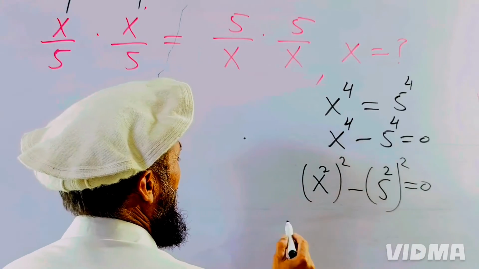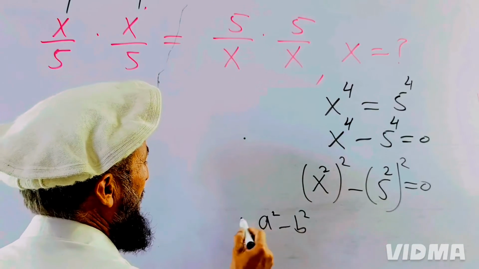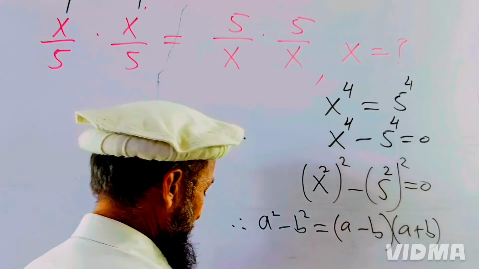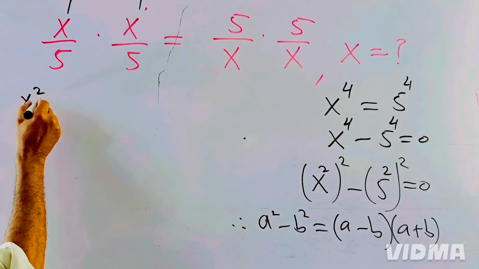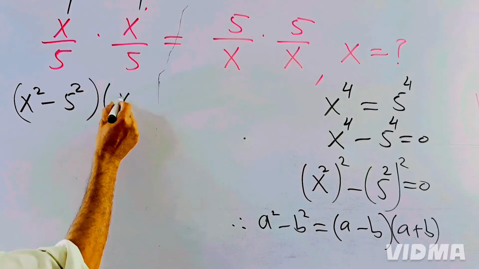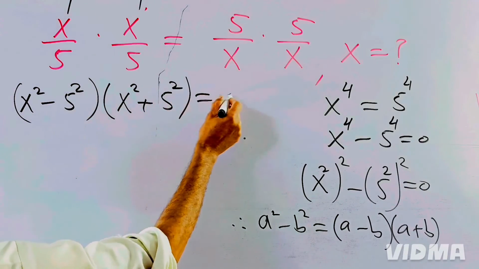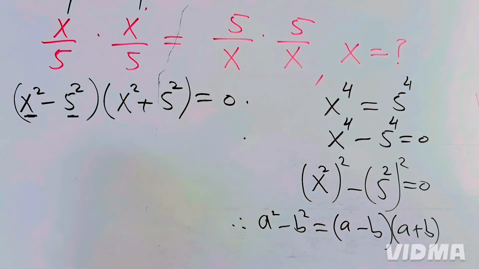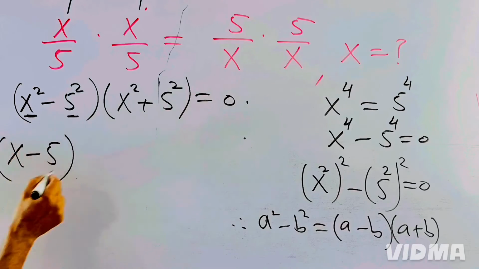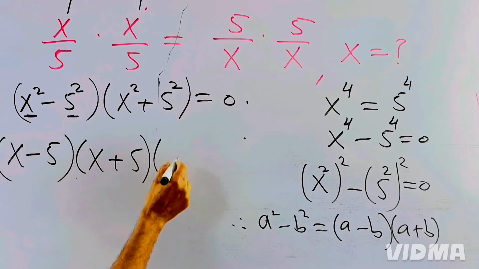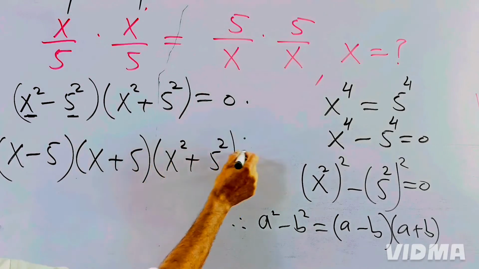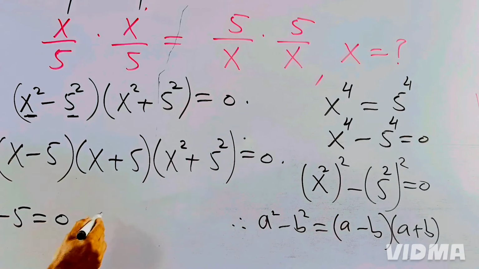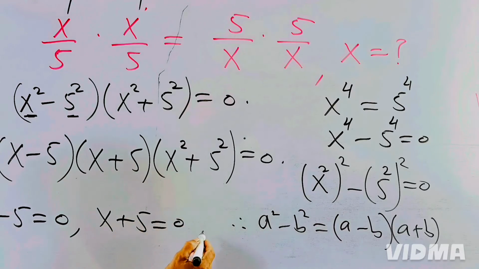So x to the power 4 minus 5 to the power 4 is equal to 0. According to the formula a square minus b square is equal to a minus b into a plus b, we get x square minus 5 square into x square plus 5 square is equal to 0. Again, here we consider a and b, so we get a minus b into a plus b. It means that all terms are equal to 0.